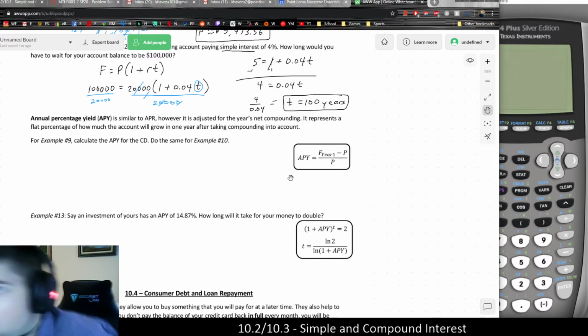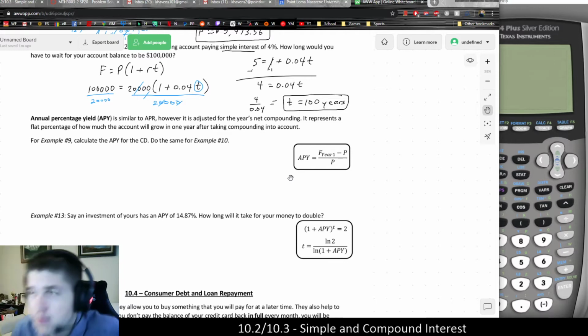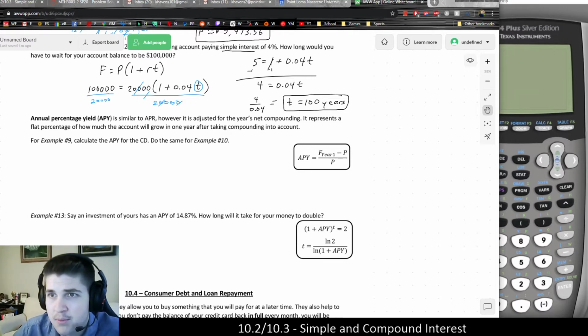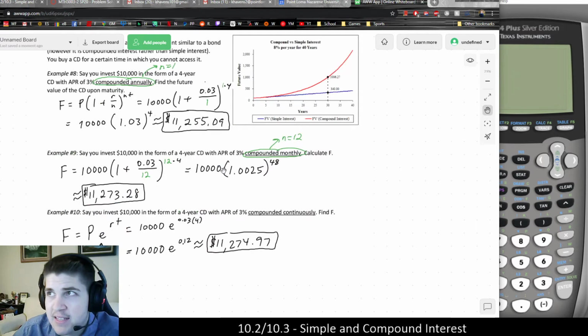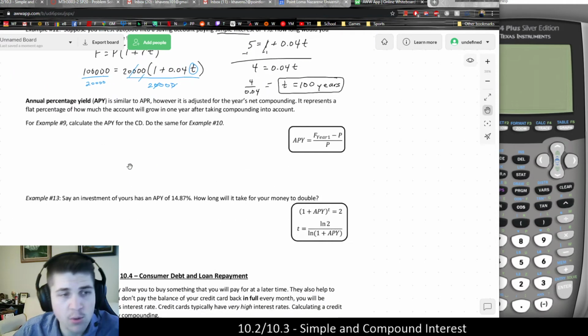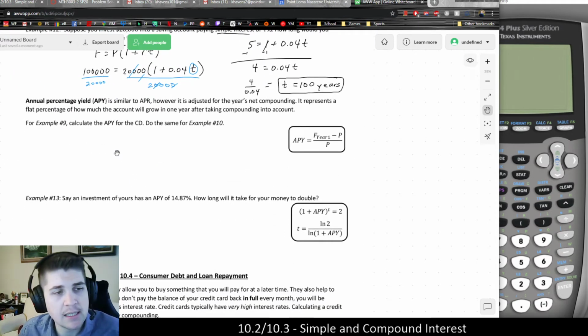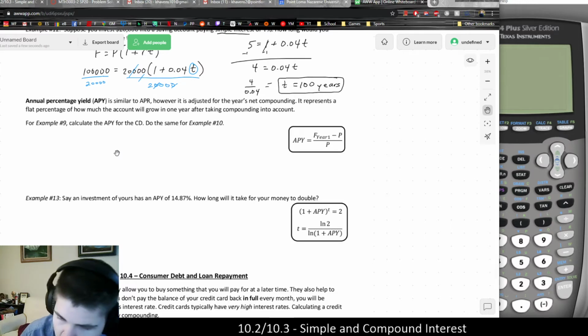For example 9, calculate the APY of the CD, and do the same for example 10. Let's say we were compounding monthly or continuously. What were the APYs of these accounts? They both had an APR of 3%. But in order to do this, we don't want to use this future value. We want to know what the future value was after 1 year. For example 9, it was growing using monthly compounding, so we want to know the future value after 1 year. Let's go ahead and do that first.